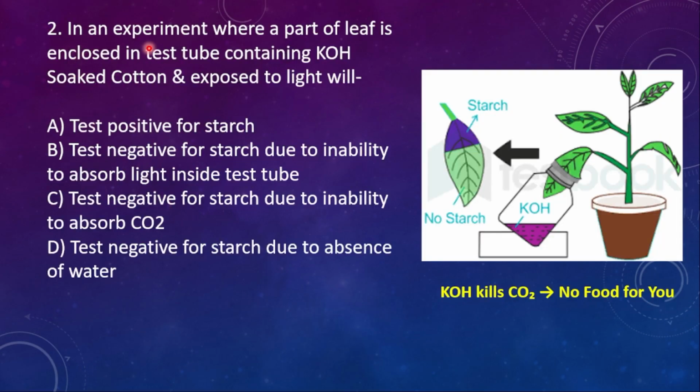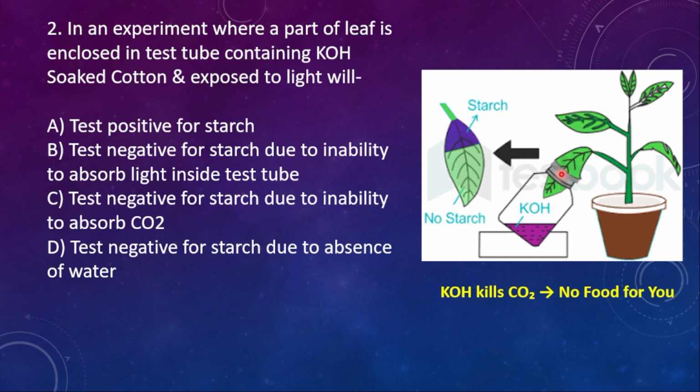Second question. In an experiment where a part of a leaf is enclosed in a test tube containing KOH-soaked cotton and exposed to light, will it: option A, test positive for starch; option B, test negative for starch due to inability to absorb light inside the test tube; C, test negative for starch due to the inability to absorb CO2; and D, test negative for starch due to the absence of water. Before the answer, let me explain the process of what we are actually going to do here.